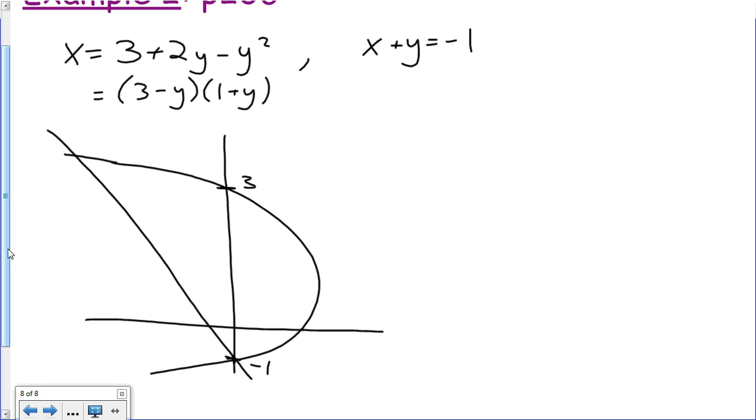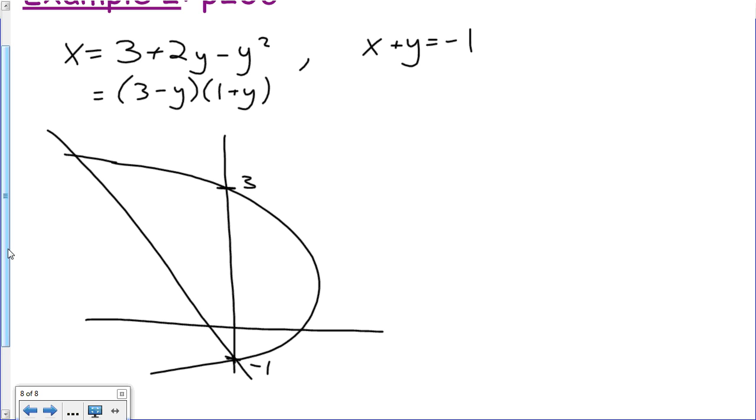But the y-intercepts in this case will be helpful in sketching it. I know where those 2 points are, and the fact that it's got a negative y squared would tell me that it opens up in the negative x direction, so it opens up to the left. That might be helpful as well.